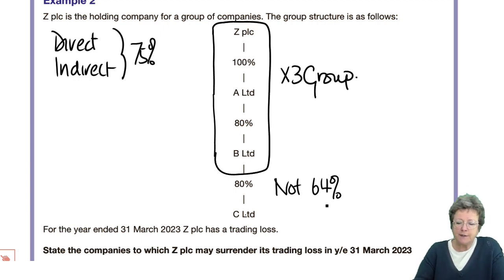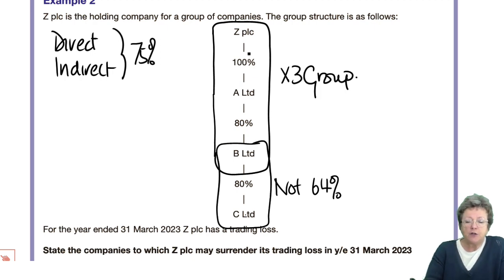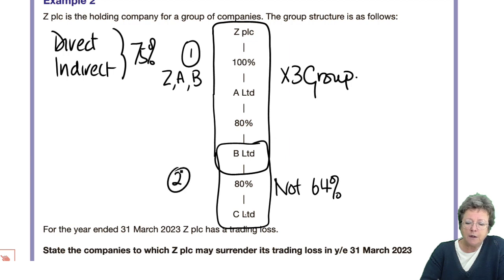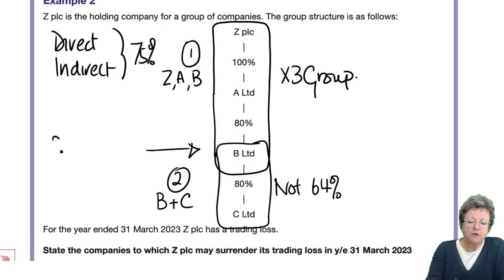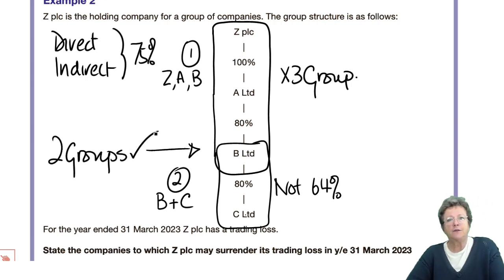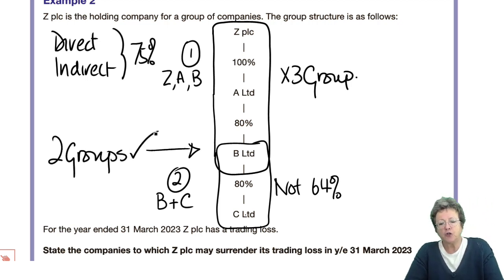But what's interesting here is B owns more than 75% of C. So we've got one group here which has Z, A and B in it, and a second group here which is B and C. You can be in 2 groups. That is allowed. You are allowed to be in 2 groups.